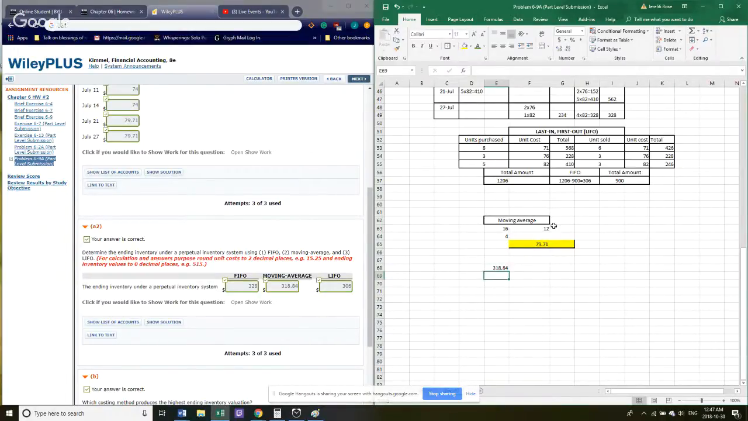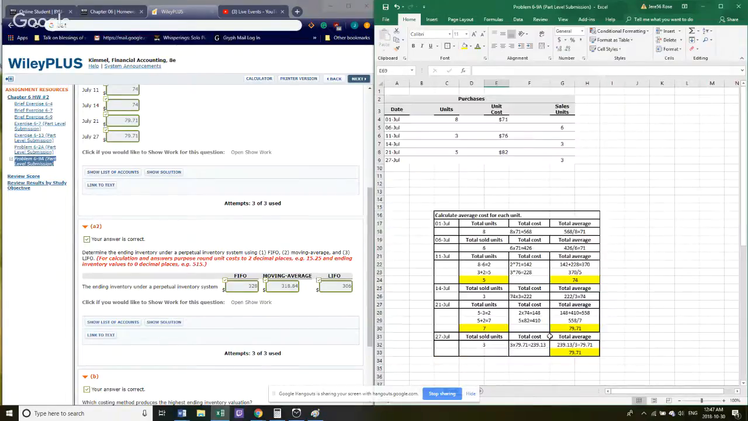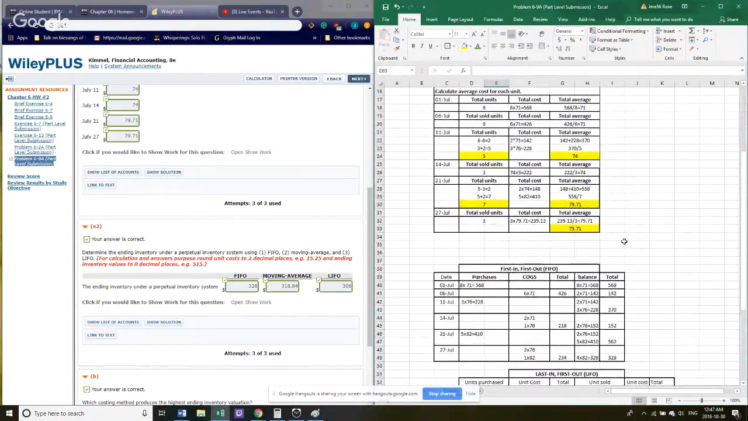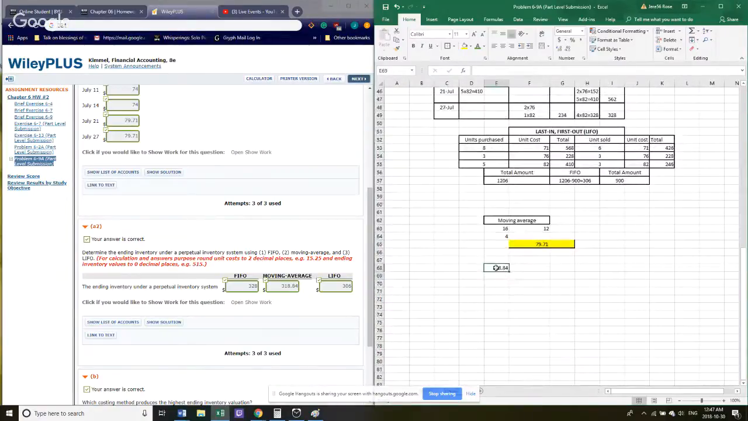So just remember that the moving average is what the average is at the moment. So down the line, exactly how many units are there, and what is the total average of all those units that are currently there. So that's the one thing to take into consideration.